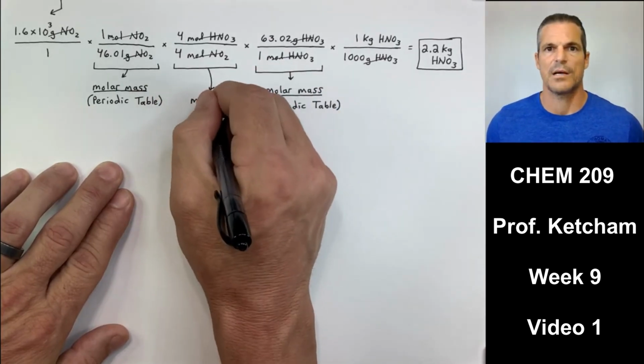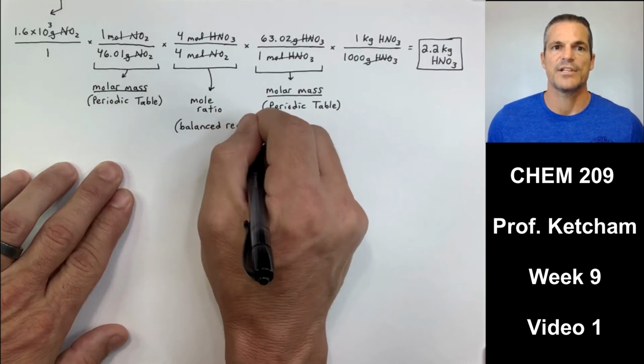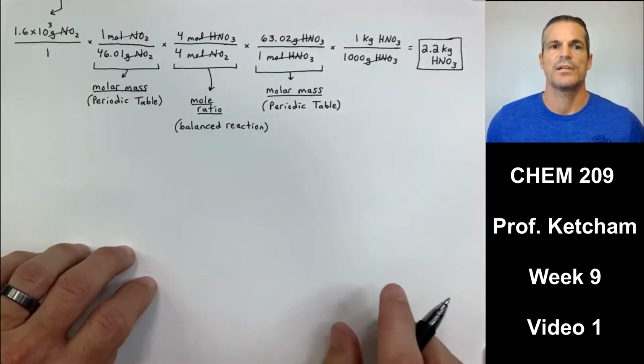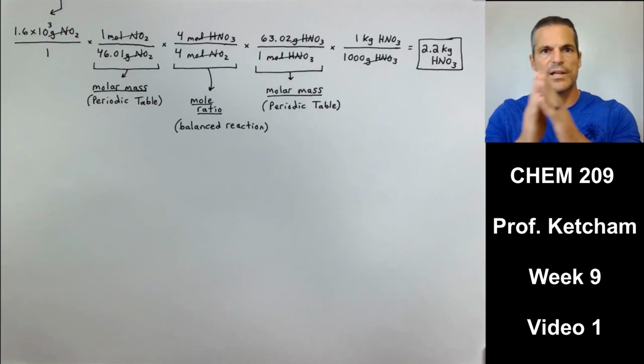Where did all these guys come from? Well, the molar mass of nitrogen dioxide, NO2, is 46.01. I used the periodic table again to get HNO3, 63.02. And then the mole ratio. The mole ratio is how I can bunny hop from one guy to the other within the equation. Okay, so that's very important.